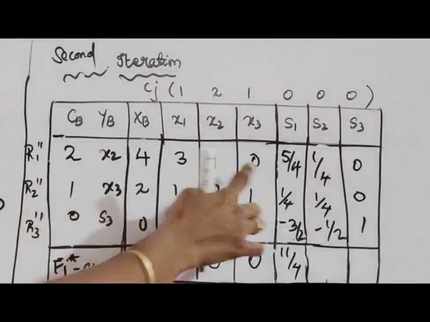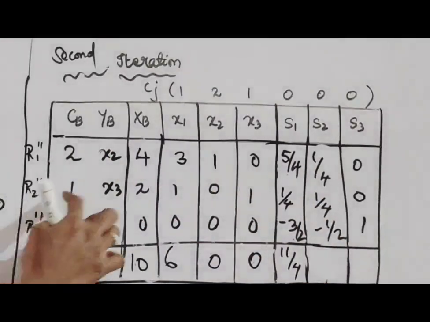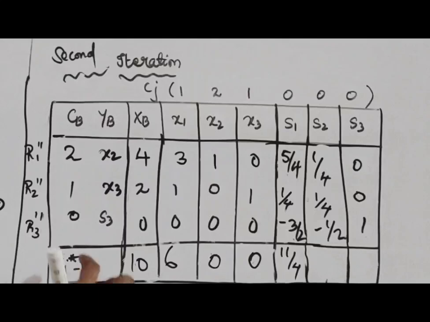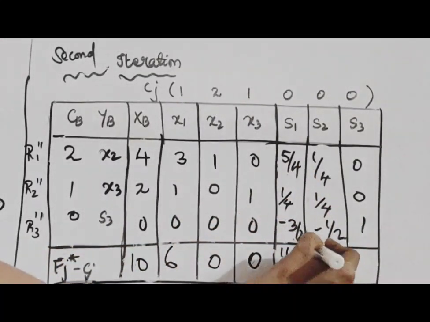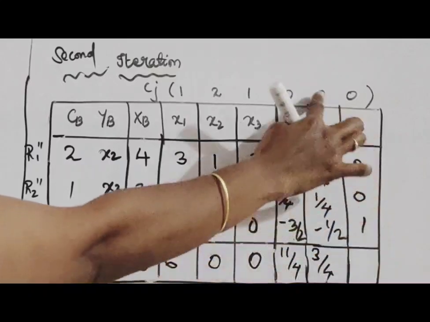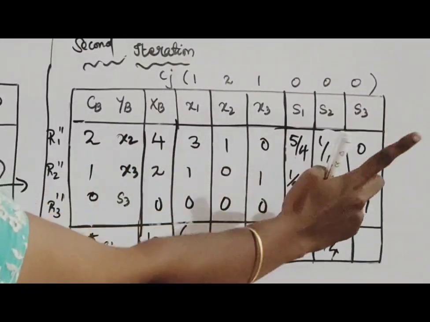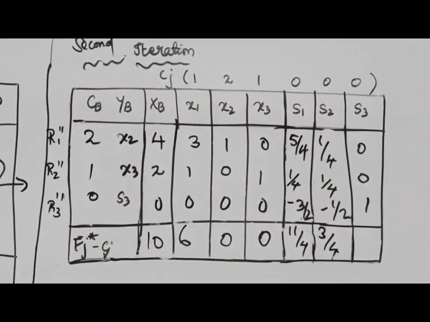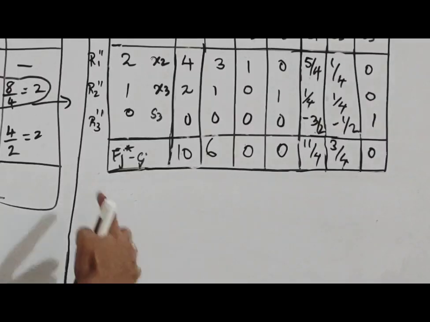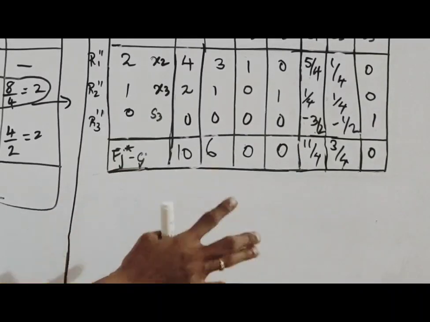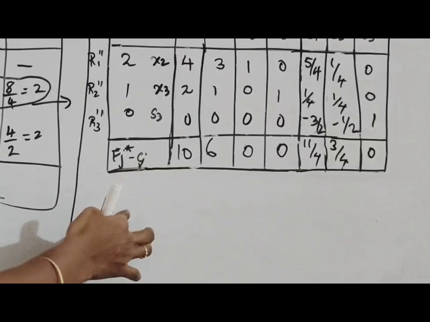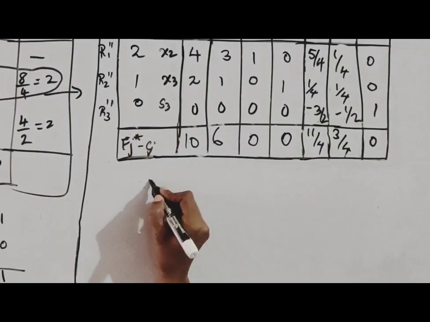Next value, 2 into 1 by 4, 2 by 4. Plus 1 into 1 by 4, 1 by 4. Plus 0 into minus 1 by 2, 0. That is 2 by 4 plus 1 by 4, it's 3 by 4. Minus 0, that is 3 by 4. Next one is 2 into 0, 0. Plus 1 into 0, 0. Plus 0 into 1, 0. 0 minus 0 is 0, right? Here, all the fj star minus cj values are positive. Therefore, we obtain the optimal solution here.